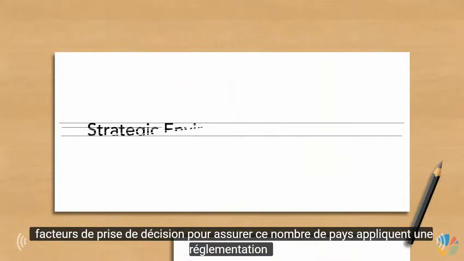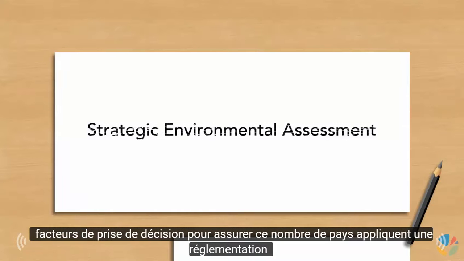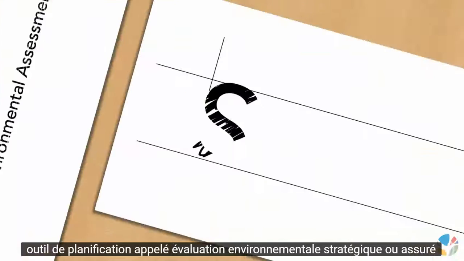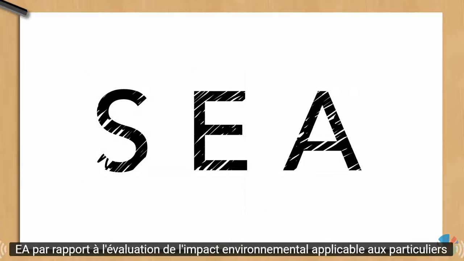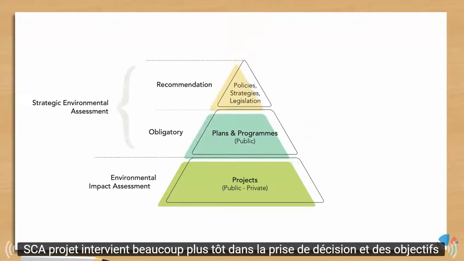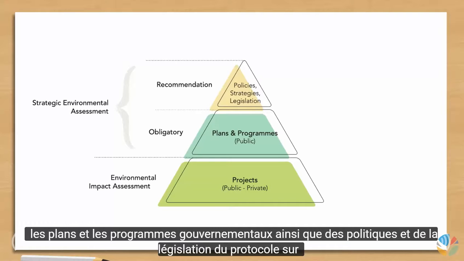To ensure this, many countries apply a regulatory planning tool called Strategic Environmental Assessment, or in short, SEA. Compared to environmental impact assessment, which applies to individual projects, SEA intervenes much earlier in the decision-making and targets government plans and programs as well as policies and legislation.